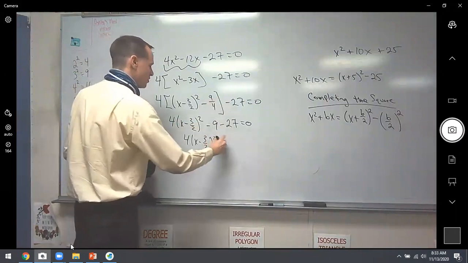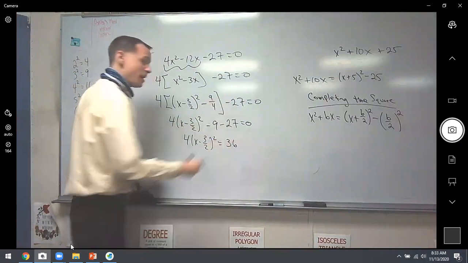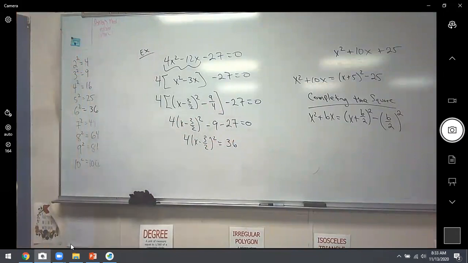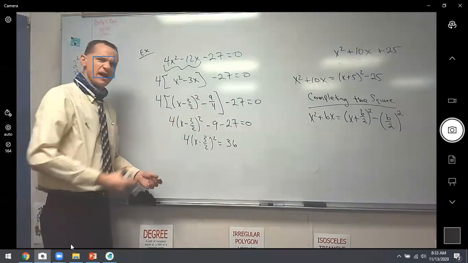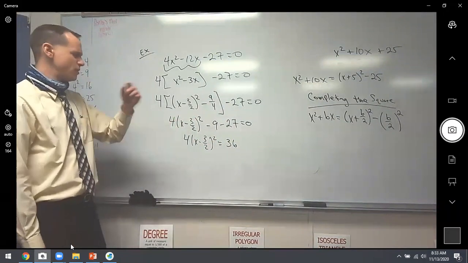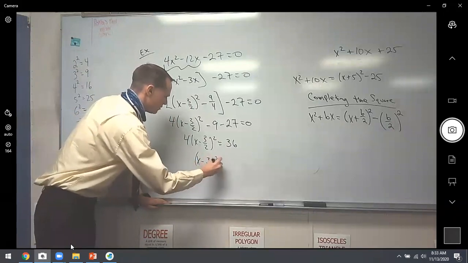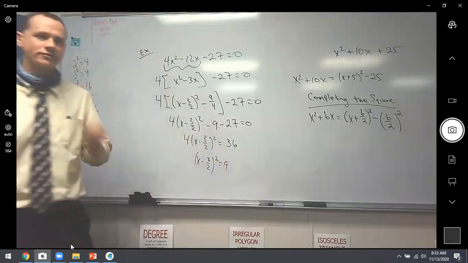Negative 9 minus 27 is negative 36, but I'm going to go ahead and move that to the other side and call it positive 36. I almost got the square thing by itself. I got this 4 in front, so let's divide both sides by 4. So x minus 3/2 squared is now 9.